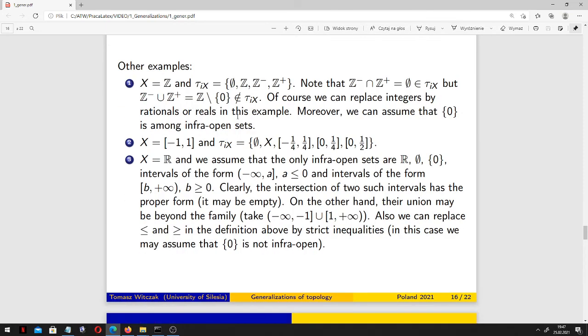Here are other examples, some of them more complex. Like the third one, the only infra-open sets are R, the empty set, singleton of zero, and intervals of this form, which are closed on the right side, and intervals of the form from b to plus infinity, closed on the left side, where b is greater or equal to zero. Intersection of two such intervals has the proper form, it may be empty, but the union may be beyond our family.